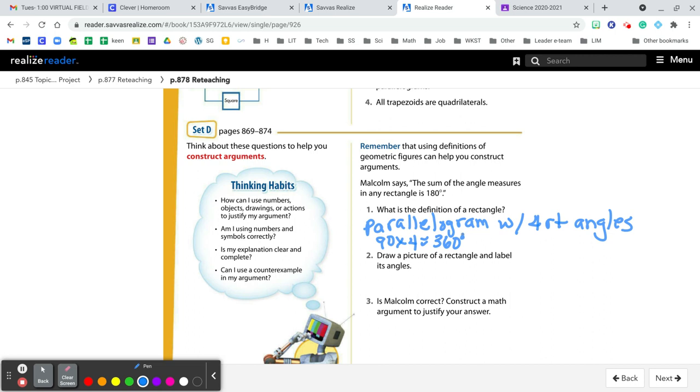Draw a picture of a rectangle and label its angles. So you draw that, and is Malcolm correct? No. And we just proved it up there.